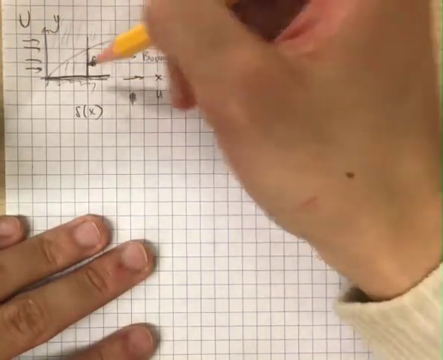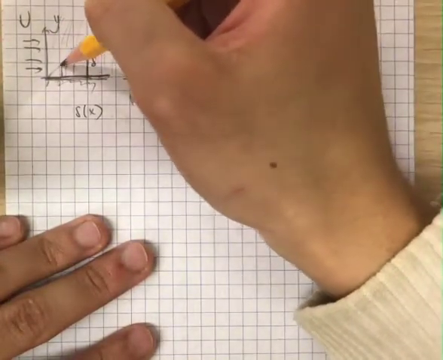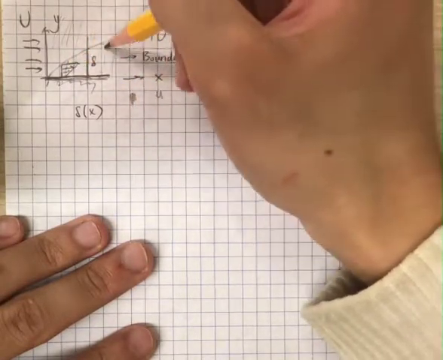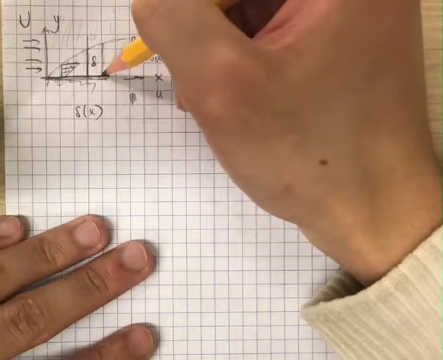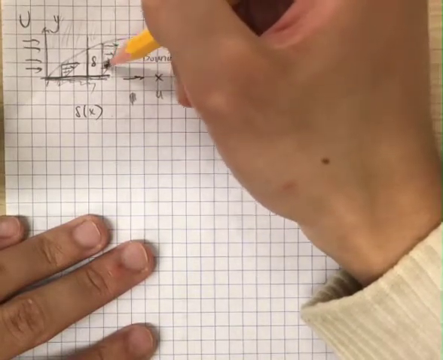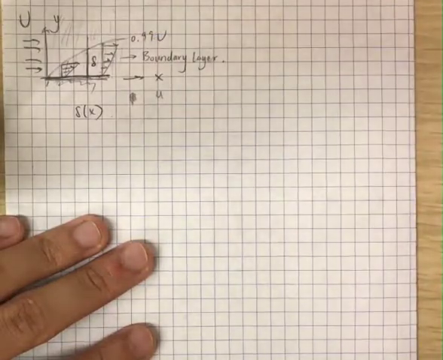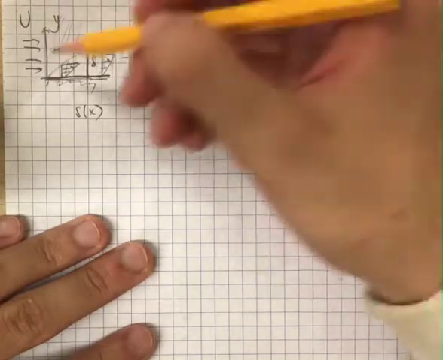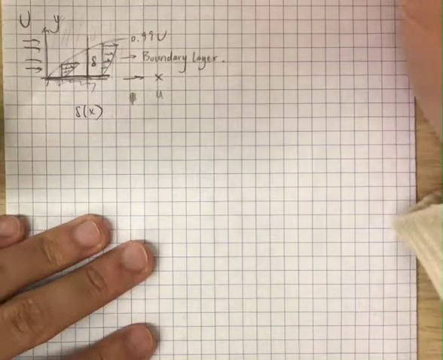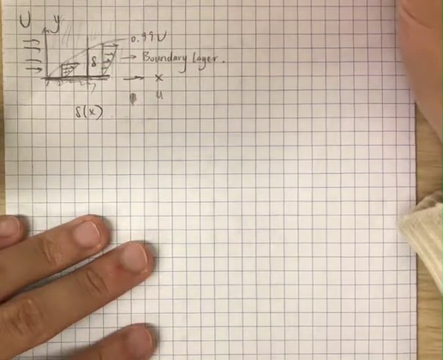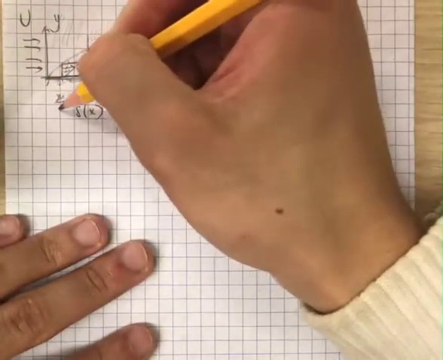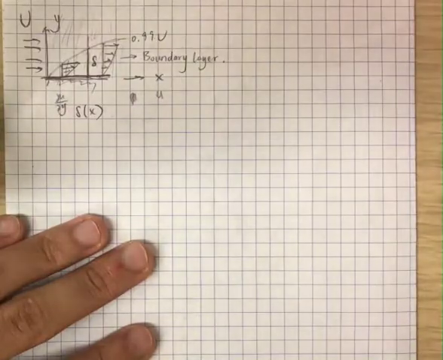So when x is small, delta is small, this is the case. I have to increase my velocity from 0 to 99% of u. When x is bigger, delta is bigger, this is still the case. So do you agree that when x equals a smaller value, our velocity will change more sharply? What does it mean for the velocity to change more sharply? It means du/dy is a bigger value, right?